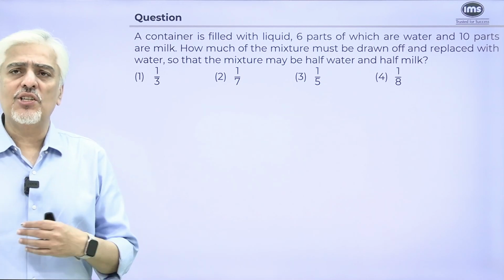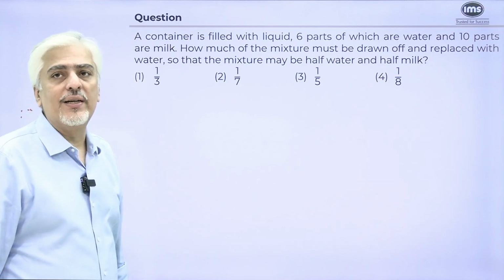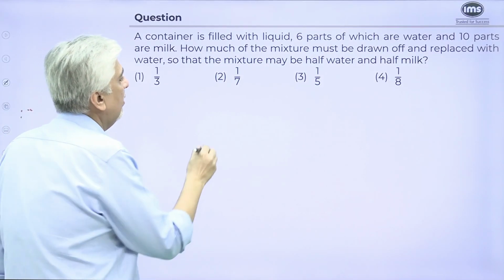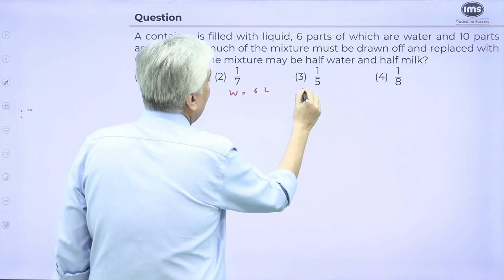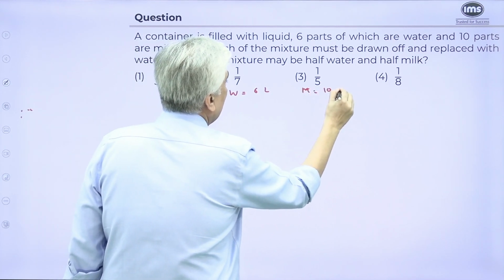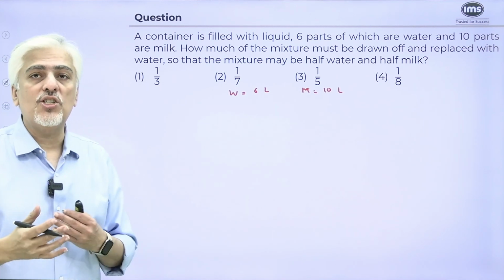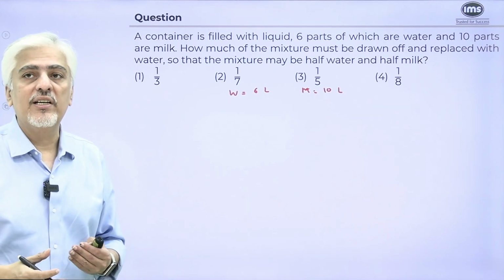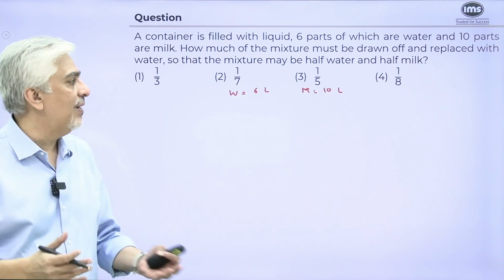It's a question from mixtures and alligation. So what have they told us? The container is filled with liquid. It has 6 parts water, that is 6 liters water, and milk is 10 liters. This is the initial quantity. How much of the mixture, so what ratio of the mixture must be drawn off and replaced with water so that the mixture may be half water and half milk?